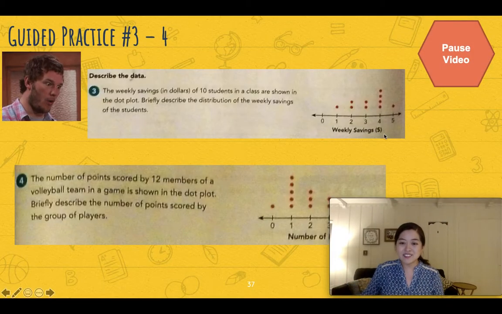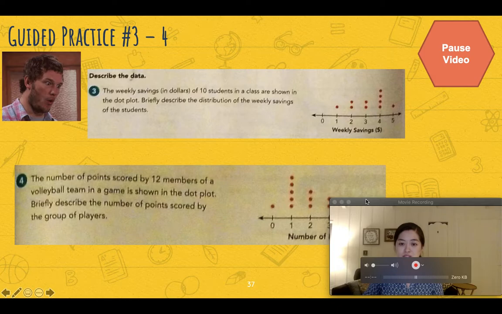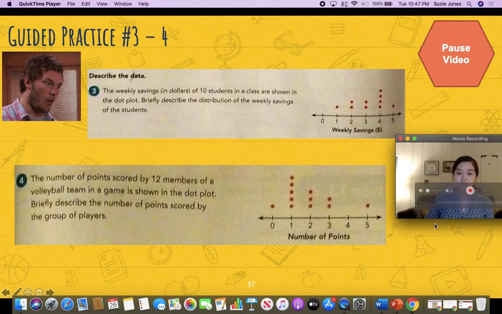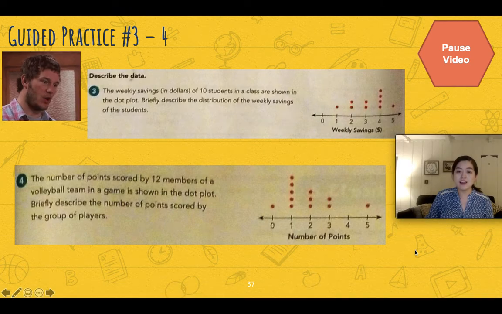Alright, now it's your turn. I'm just going to minimize my video screen so you guys can do this on your own, okay? And pause the video and give it a try.